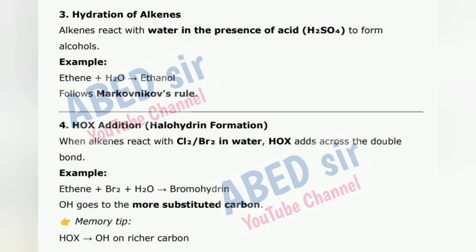3. Hydration of alkenes. Alkenes react with water in the presence of acid, H2SO4, to form alcohols. Example: ethene + H2O → ethanol. Follows Markovnikov's rule. 4. HOX addition, halohydrin formation. When alkenes react with Cl2 or Br2 in water, HOX adds across the double bond. Example: ethene + Br2 + H2O → bromohydrin. OH goes to the more substituted carbon. Memory tip: HOX, OH on richer carbon.